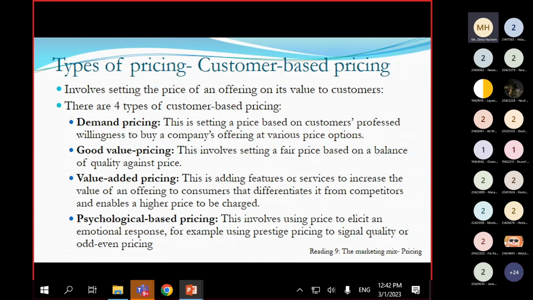Psychological based pricing is when you price a product to be psychologically attractive to the customer. It involves using a price to elicit an emotional response. How many products at the mall are for 99 riyals? This is psychological based pricing. When you start seeing three digits, it becomes different. 99 is the same as 100, right? But it gives you the feeling that this item is less than 100. Psychologically, the consumers would feel better when they buy this.